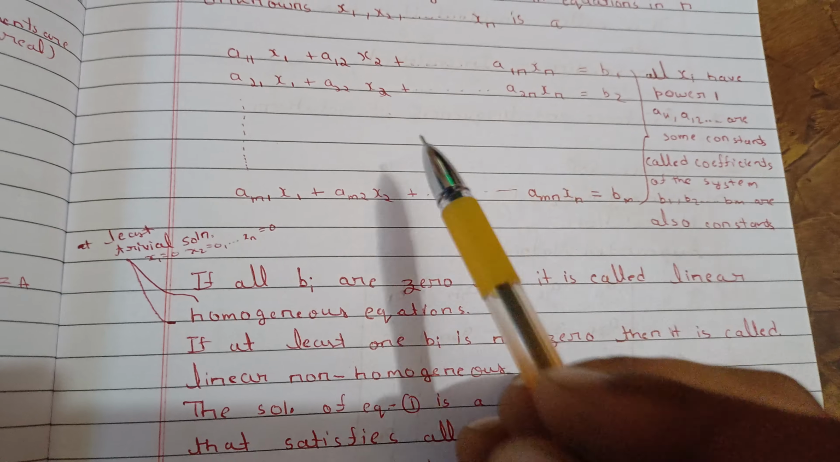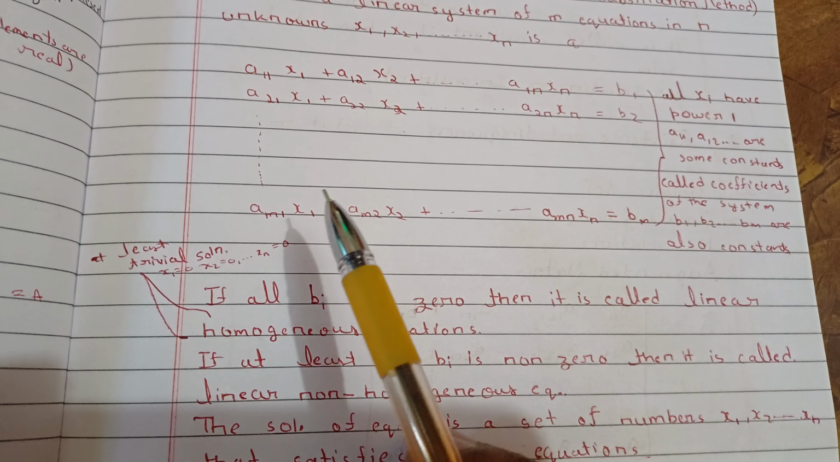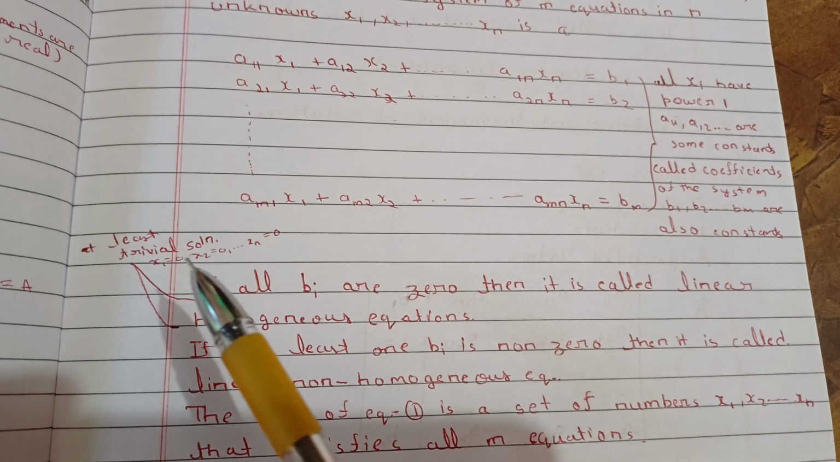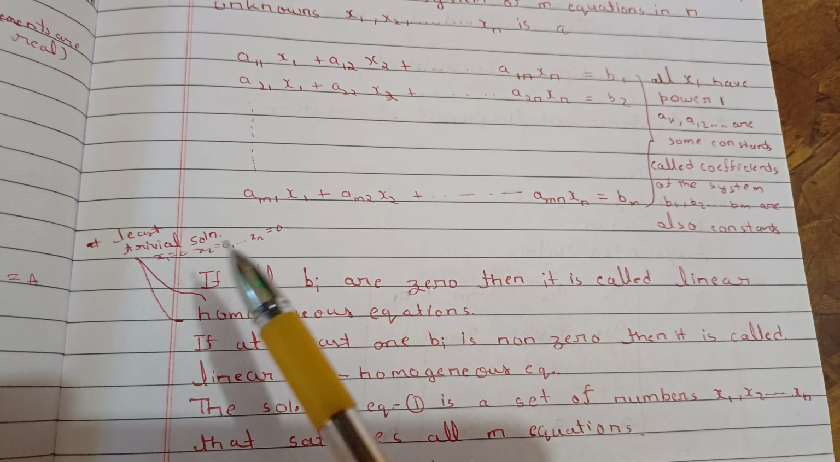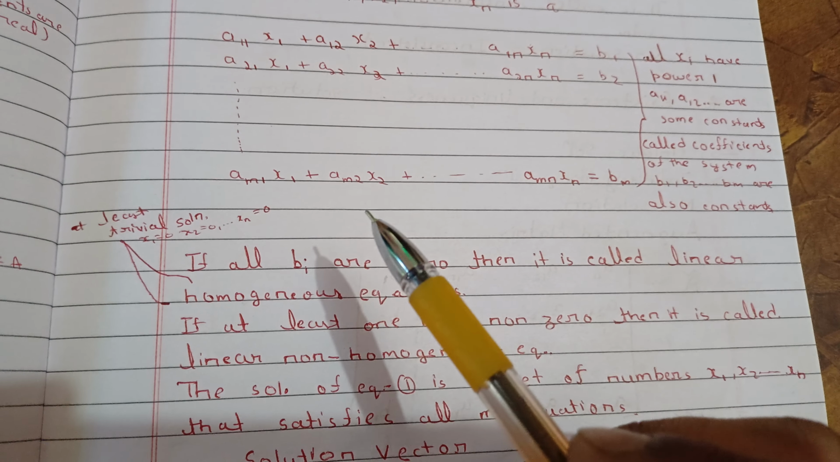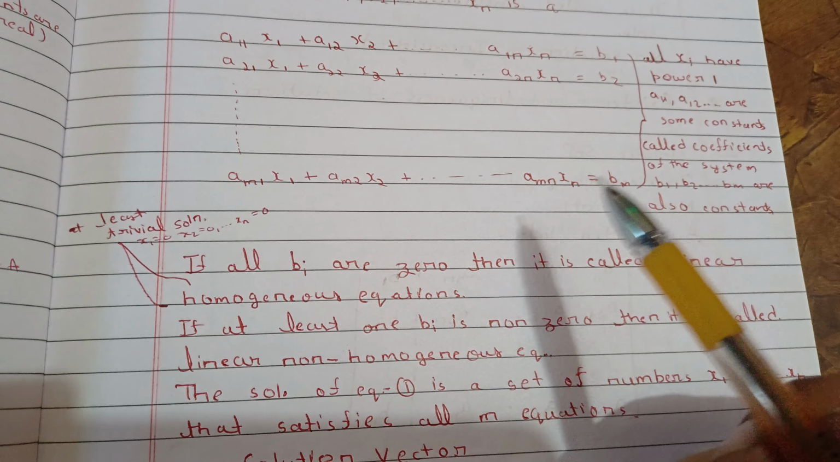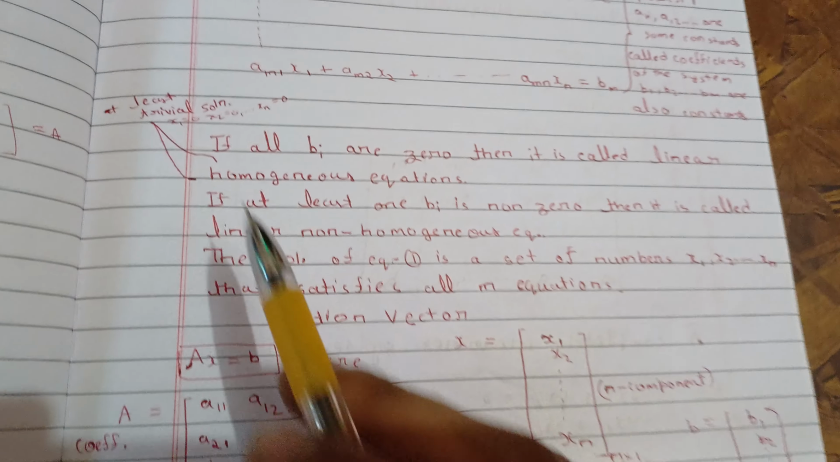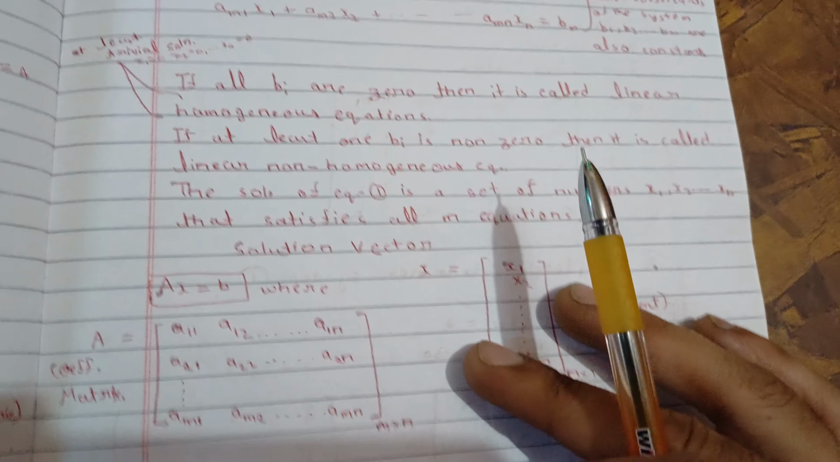Now if the equations are homogeneous, then one solution is always available, that is the trivial solution. When x1 equals 0, x2 equals 0, all equal to 0, means you can say that x plus 2y plus 3z equals 0, then x, y, z can be 0, 0, 0. So that is the trivial solution. This solution will always be available for the homogeneous equation.